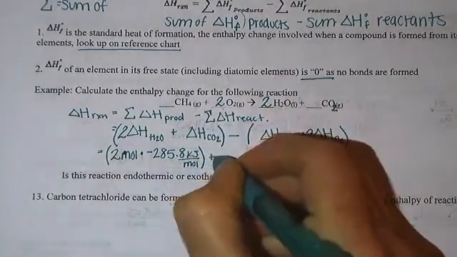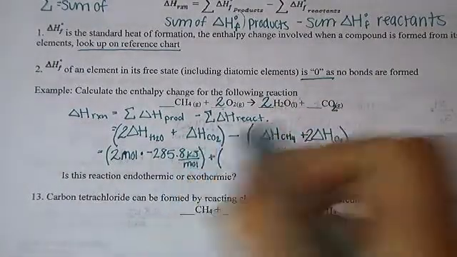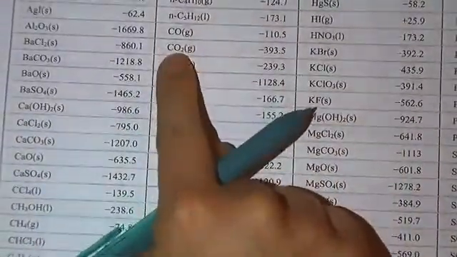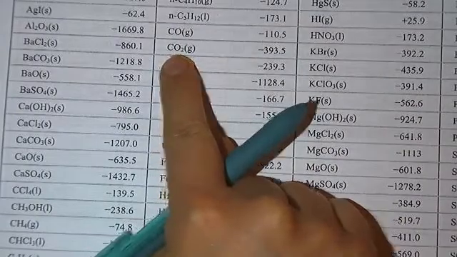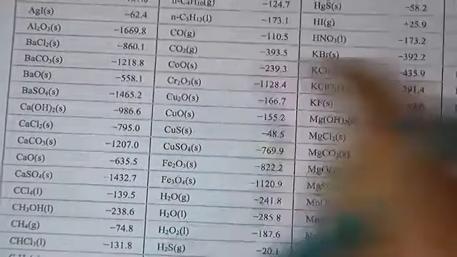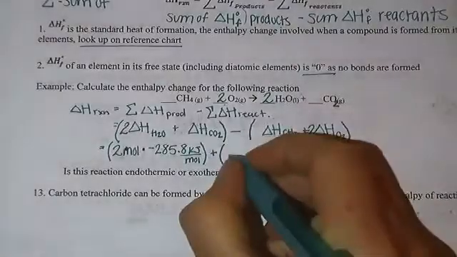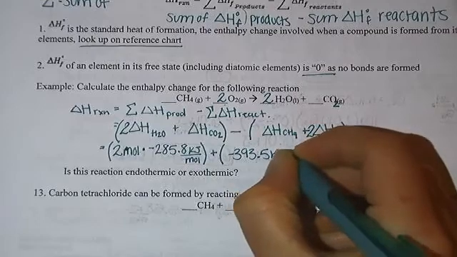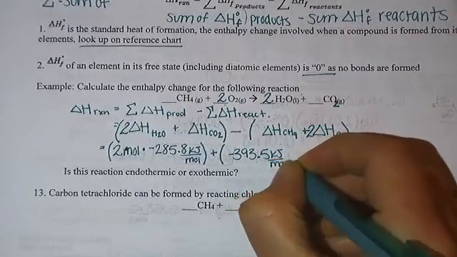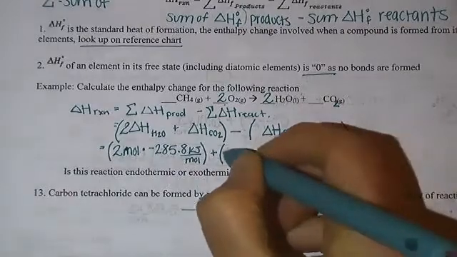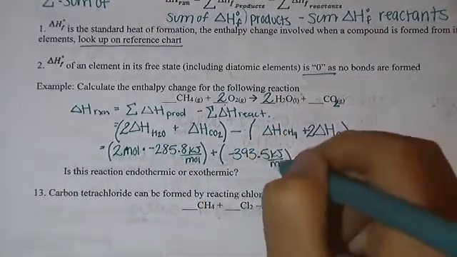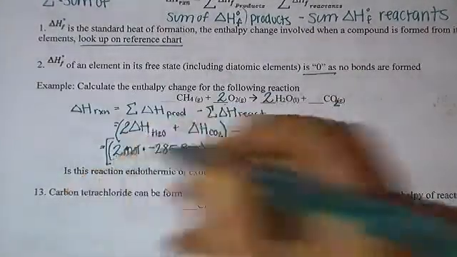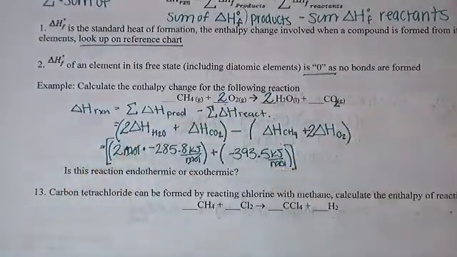I'm going to add that to the delta H for CO2. So again, back to the chart, scanning. Most of these charts are in alpha order. So CO2 gas, negative 393.5 kilojoules per mole. Again, we're multiplying that by 1 mole, right? I should throw that on the top. So our mole cancels out, mole cancels out. That is all of the products.